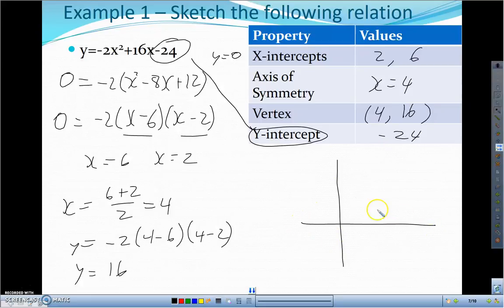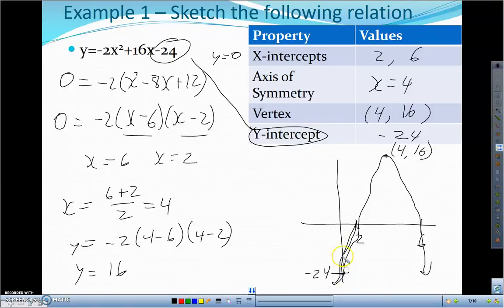So here's what I can create. My y-intercept is all the way down here at minus 24. My roots are at 2 and 6. I've got a vertex which is at 4, 16. And now I just have to try my best to make a parabola that goes through all those key characteristics or key points. I got my x-intercepts, my y-intercept, and my vertex listed. It's a very rough sketch, and I hope that you have more luck than me using a mouse.